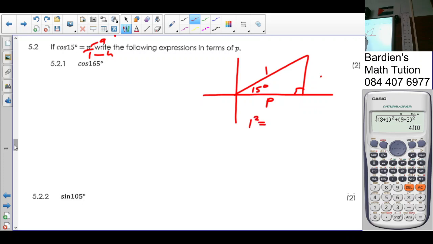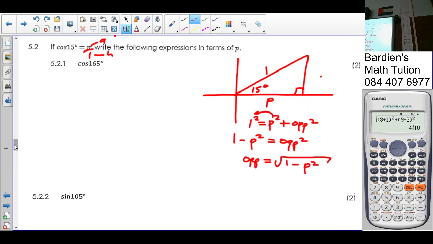Now you're going to work out your opposite side. Pythagoras. So hypotenuse squared is equal to the sum of your other two sides squared. Bring it over the equal sign, so it's 1 minus P squared equals your opposite side squared. The square root thereof, it's going to be root of 1 minus P squared. Don't forget plus minus. Okay, but is this going to be your plus or your minus? Why plus? The positive side of your y-axis, absolutely. Okay.